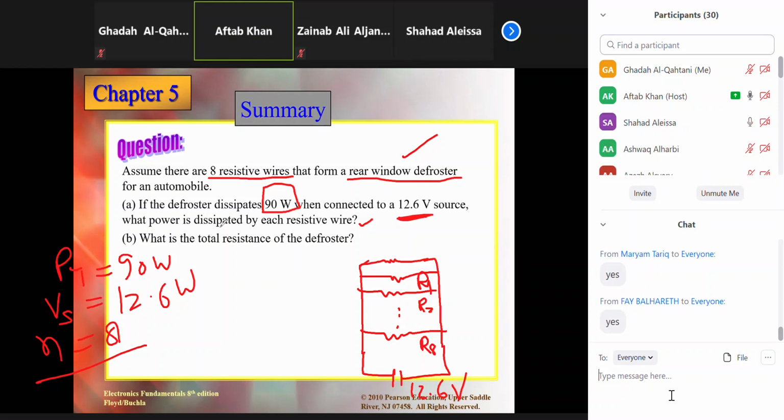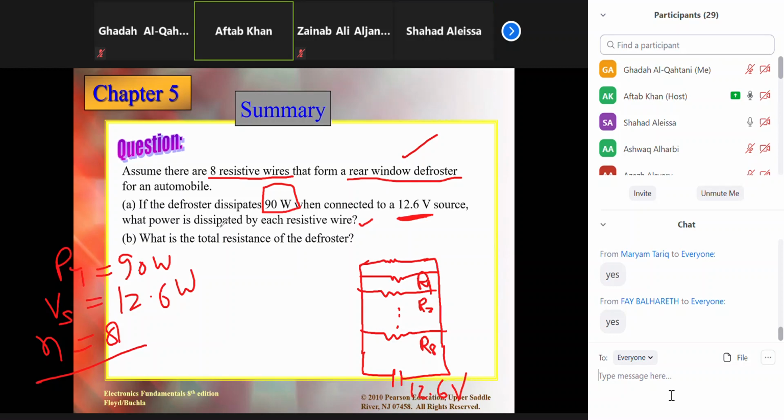I divided 90 watts by 8. No, what is the formula? And why did you divide? I don't ask you to divide or multiply. There must be some logic. There must be some formula behind it. Which formula is this? I thought that each of the 8 wires will dissipate 1/8 of the total power. Of the total power. Okay, but there is a formula.